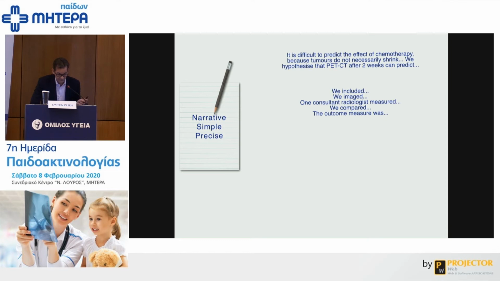Materials. We included, we imaged, 1 consultant measured, we compared, the outcome measure was, this is how we did the stats, etc., etc. There needs to be a lot more juice and meat inside the materials and methods, because that's the only bit that's allowed to be long and complete and detailed. Results. In the group who had a desired outcome, our measure was X, while in the group with adverse, it was Y, the difference was Z, and the p-value is so.